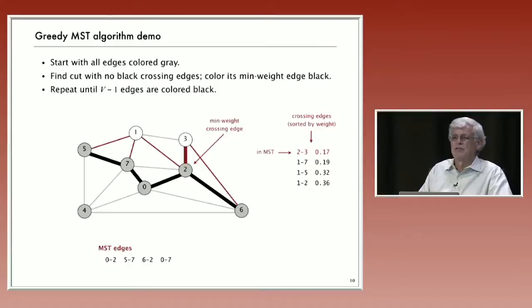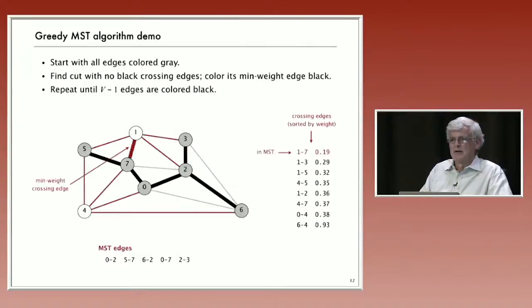Next cut, 1 and 3 on one side. The smallest crossing edge for that cut is 2, 3. Now one more. Now let's put 1 and 4. Now almost all the edges left are crossing edges. So 1 and 4 on one side, all the rest are in the other. And the minimum weight crossing edge is the one from 1 to 7.